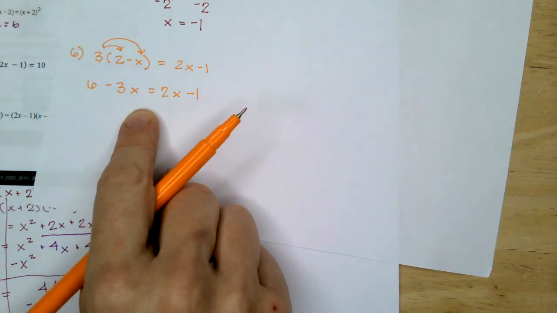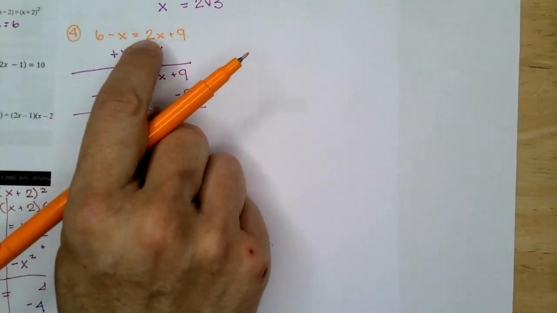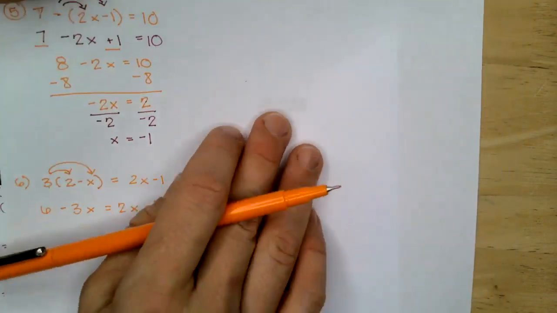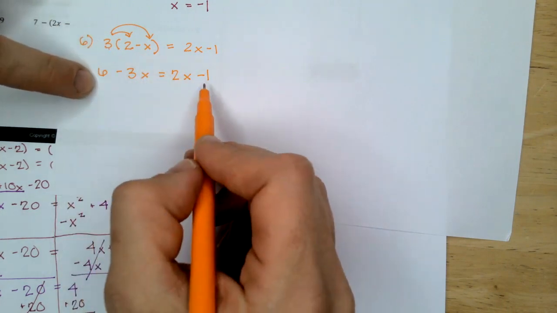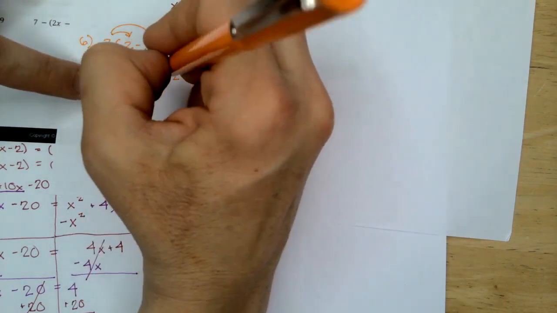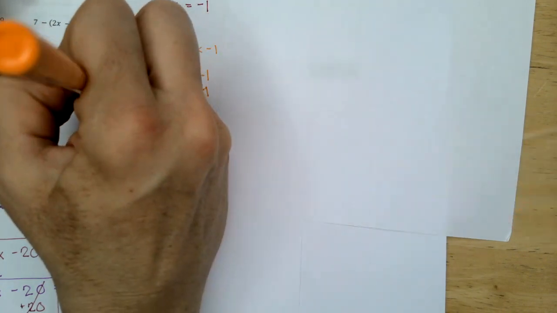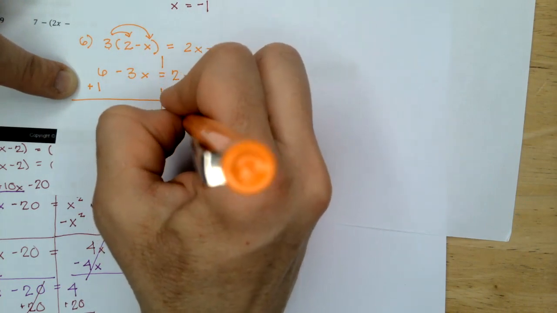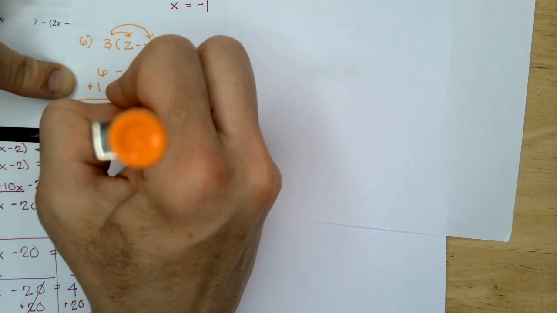Now we're back to looking like number 4, where you have a constant and a variable on one side, and a variable and a constant on the other, and you just move them to put the like terms together. You can't say 6 minus 1 because they're on different sides of the equal sign. Instead, I'm going to move that one over by doing the inverse. 2x equals 6 plus 1, which is 7, minus 3x.